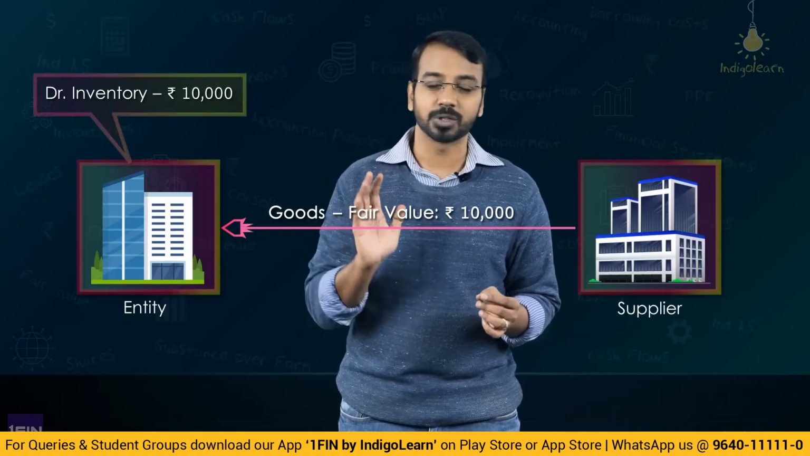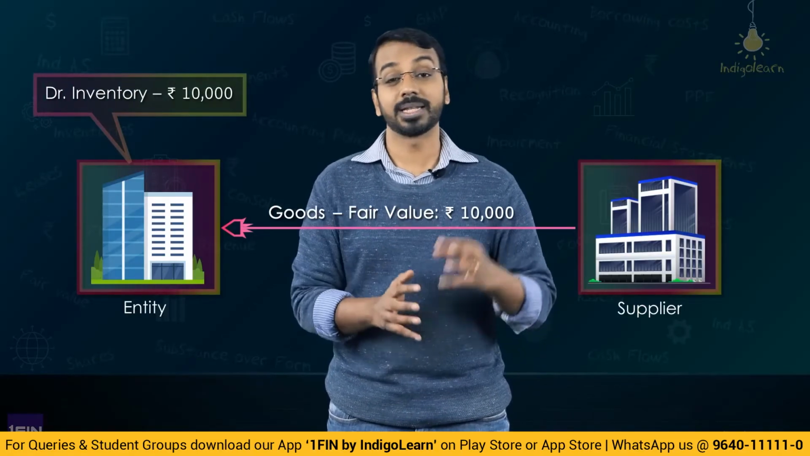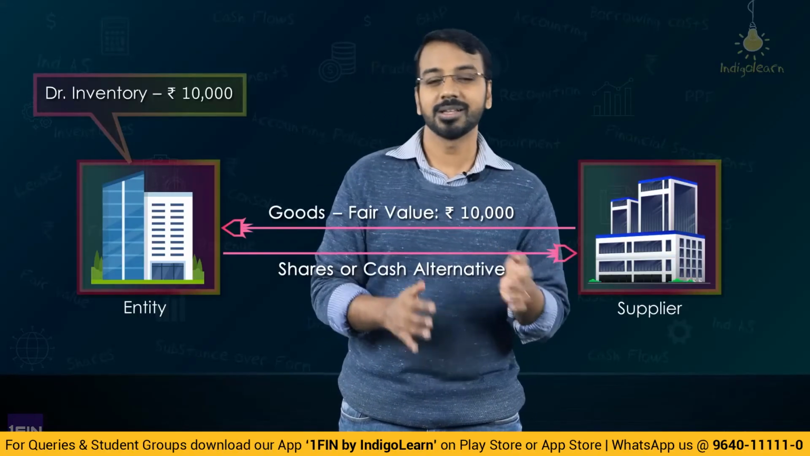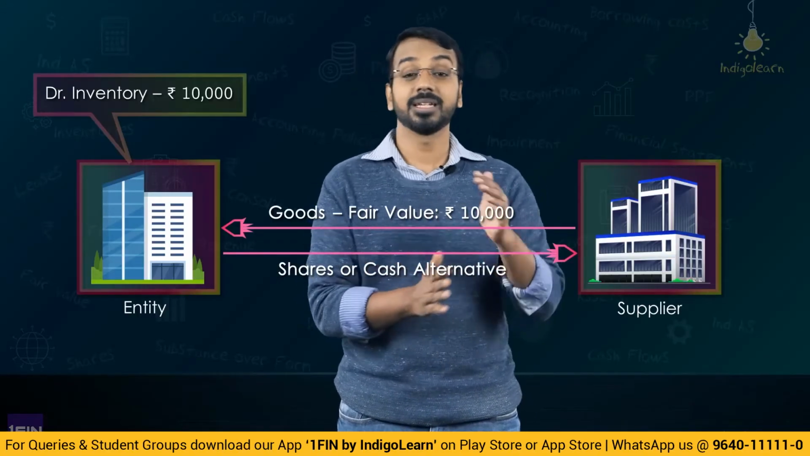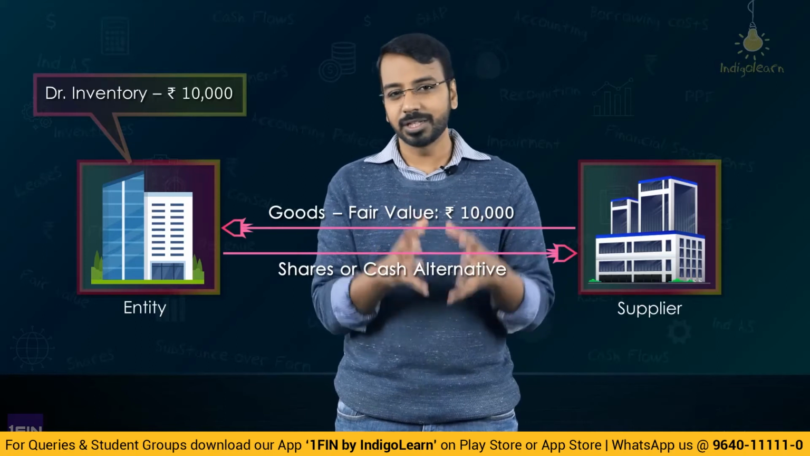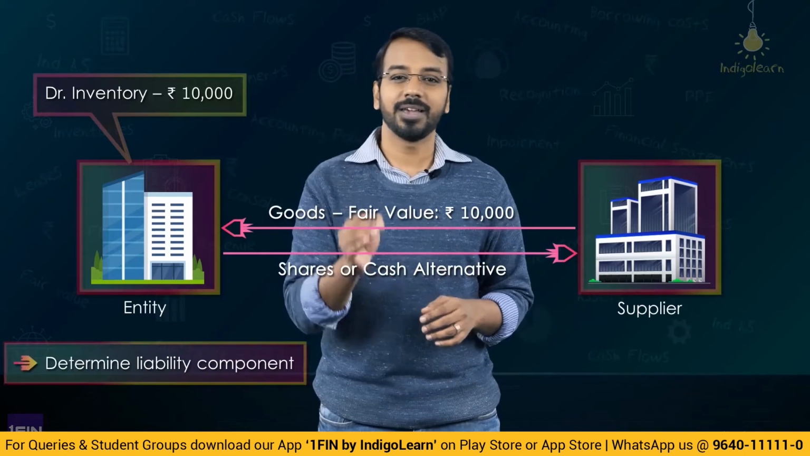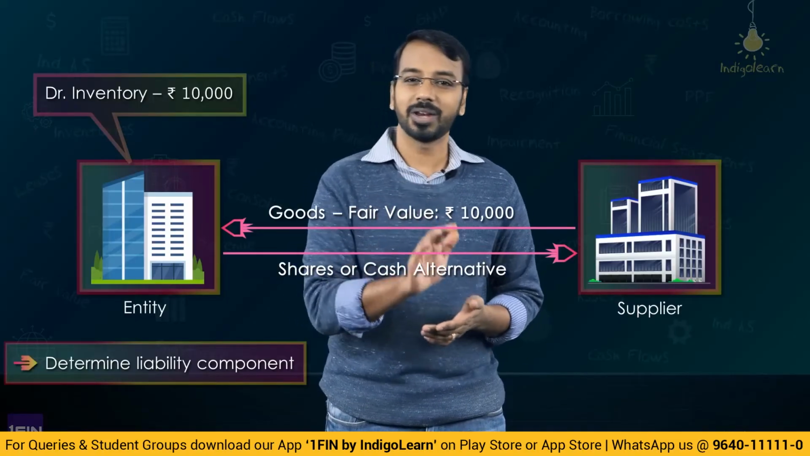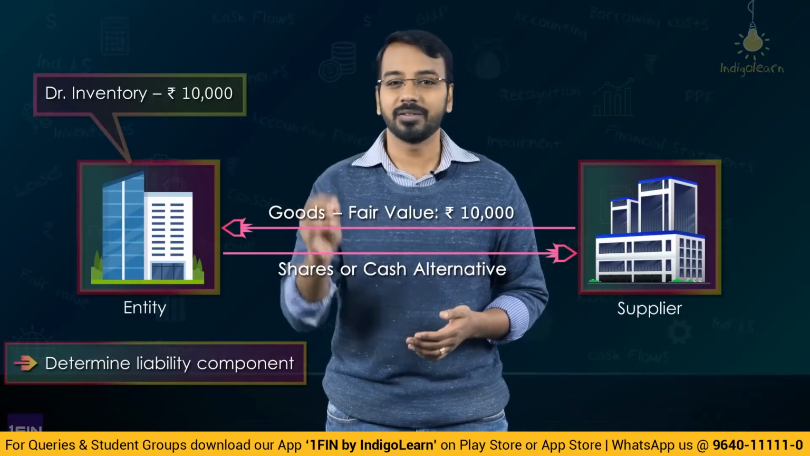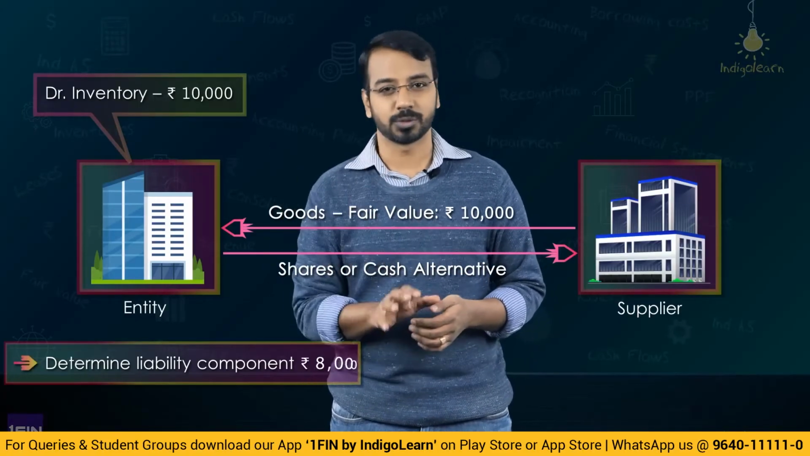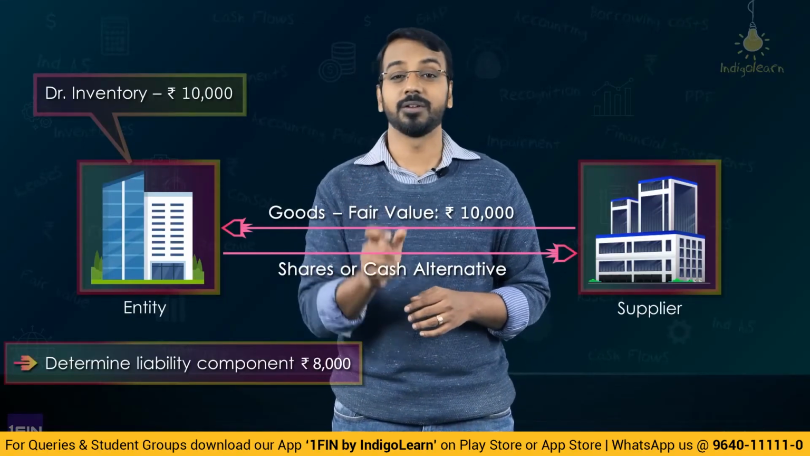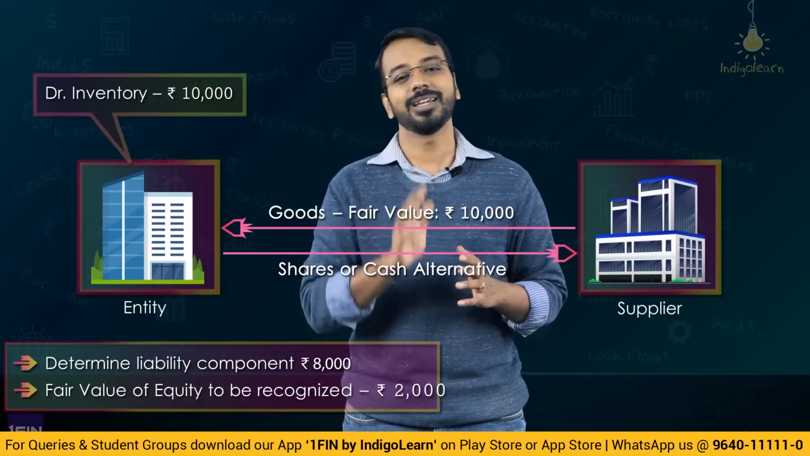Inventory debit 10,000. Now again here, assume for a moment that the supplier has an alternative. If they want shares, they can take shares, or if they want equivalent cash, they can take equivalent cash. Now even here, first you have to determine the fair value of the liability component. So say fair value of liability component comes to 8,000. The difference between 10,000 and 8,000, the 2,000 of difference will be considered as equity component.